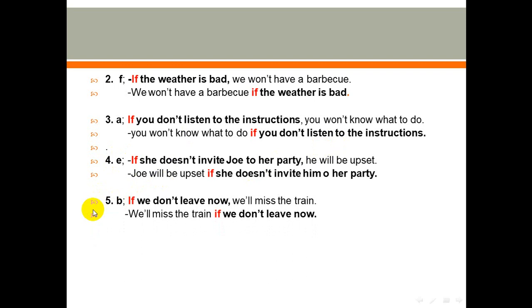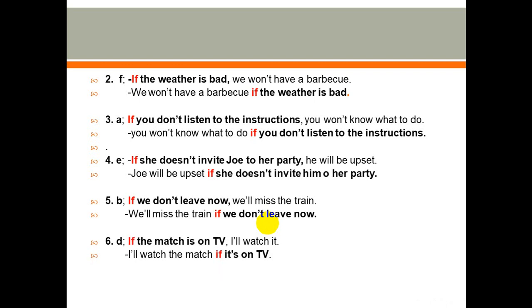5b. If we don't leave now, we'll miss the train. We'll miss the train if we don't leave now. 6d. If the match is on TV, I will watch it. I will watch the match if it's on TV. Here too we paraphrased.